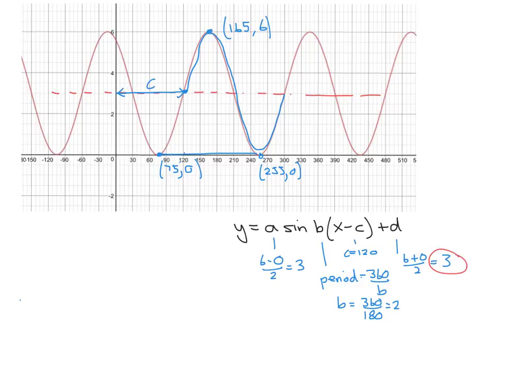So your final answer is y equals 3 sine, B is 2, bracket x minus 120 degrees, plus D plus 3.